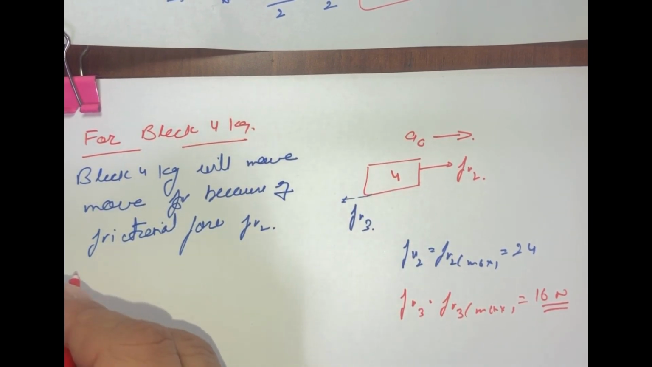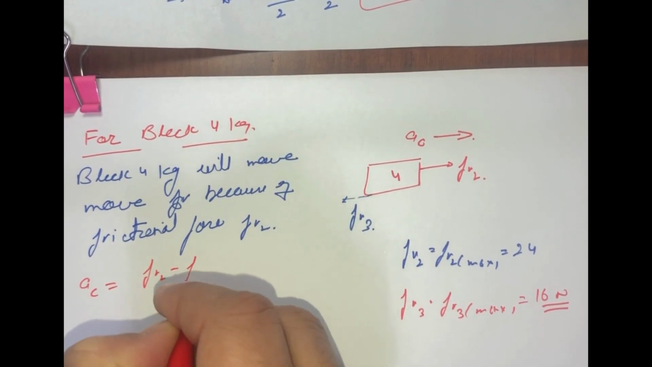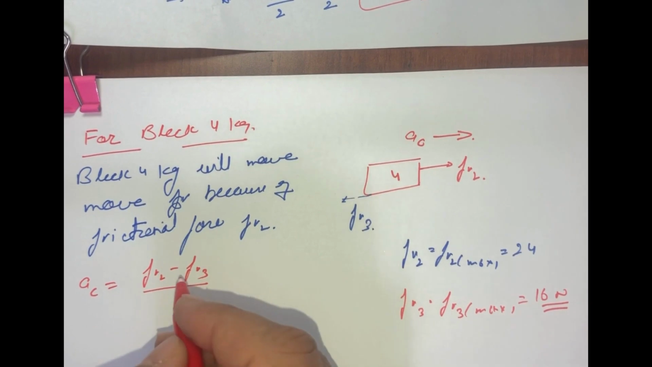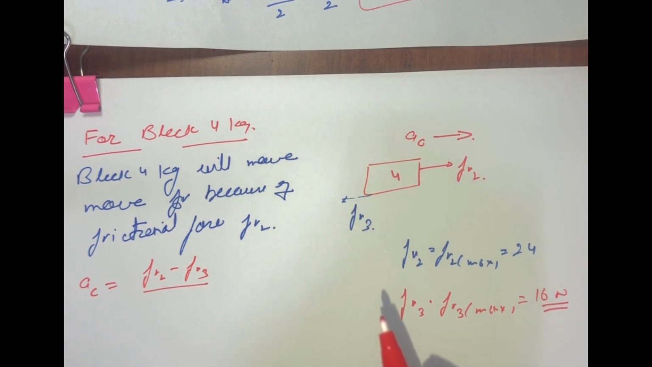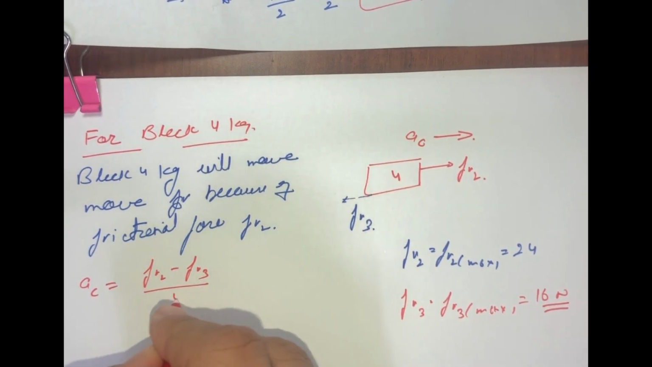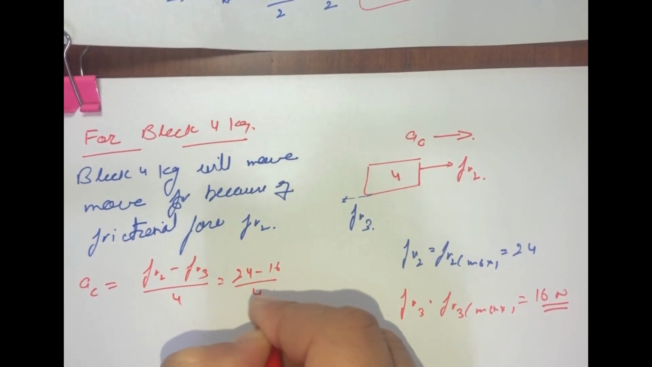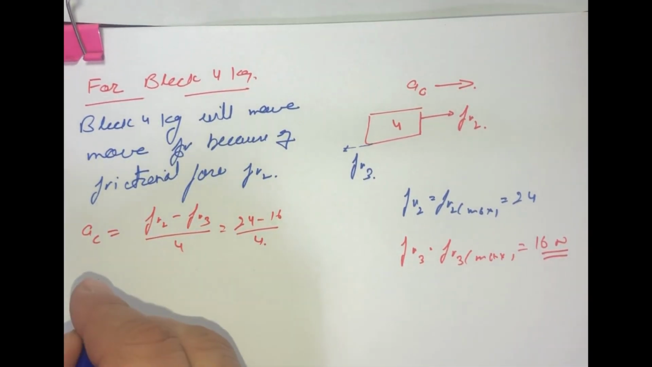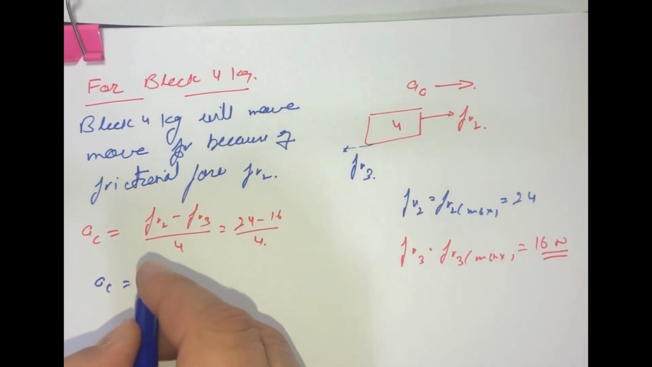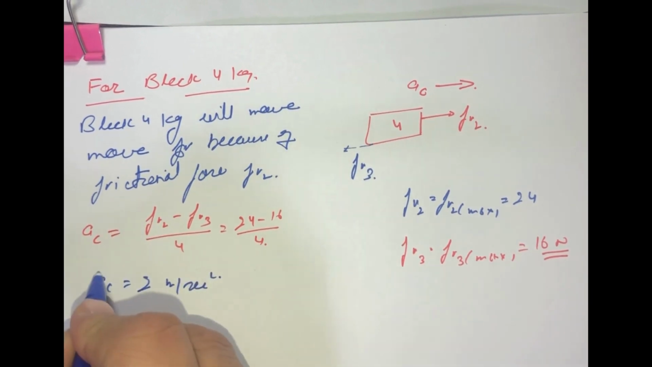And so acceleration of C will be equal to FR2 minus FR3 divided by 4. So we have 24 minus 16 divided by 4, and we get AC will be equal to 2 meter per second square.